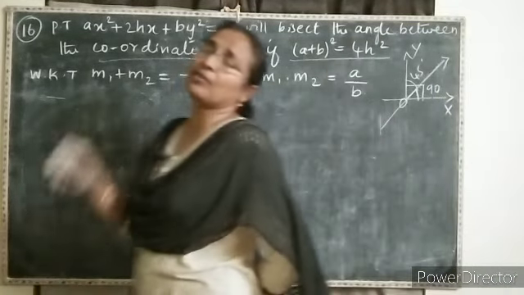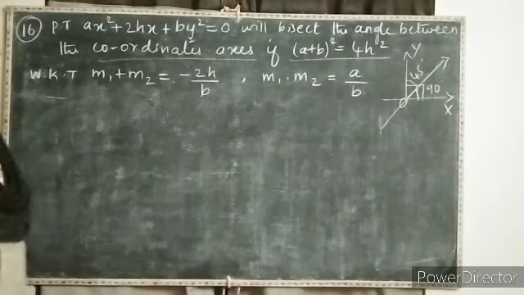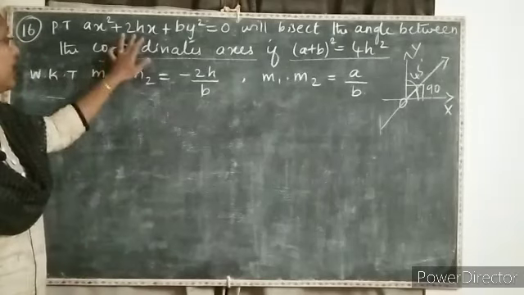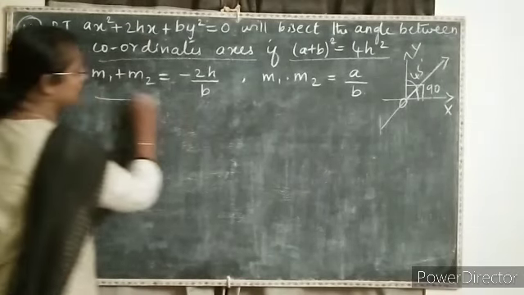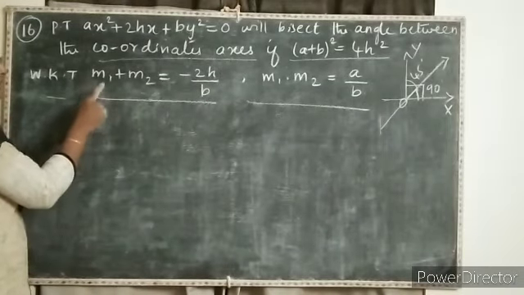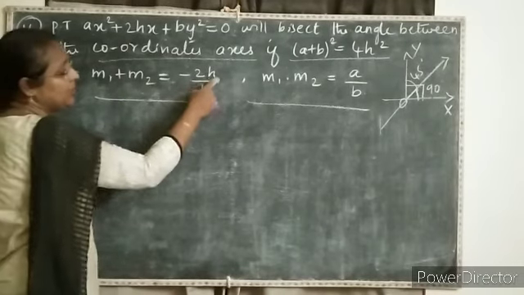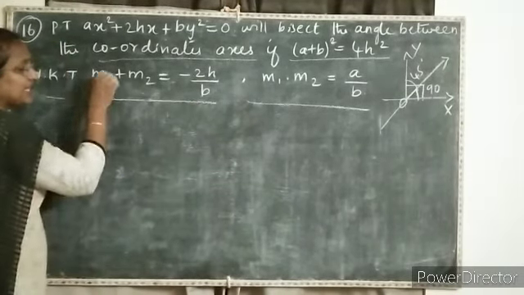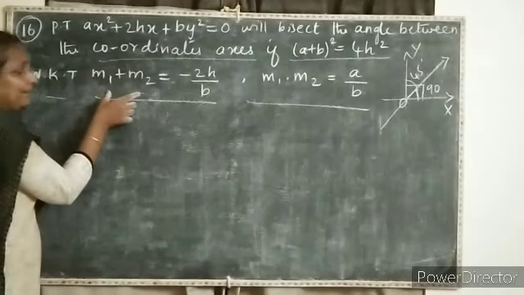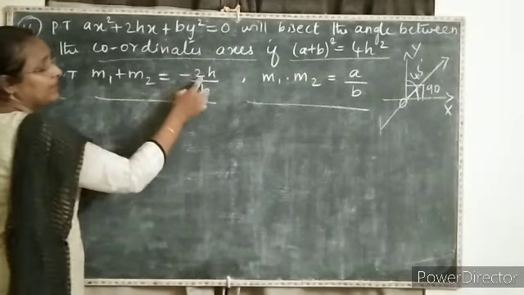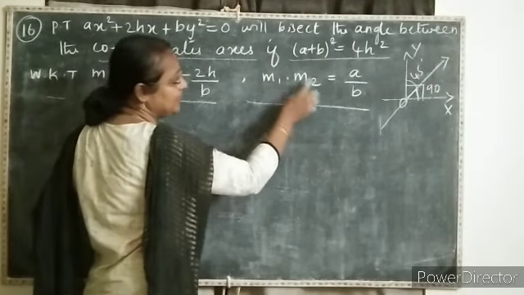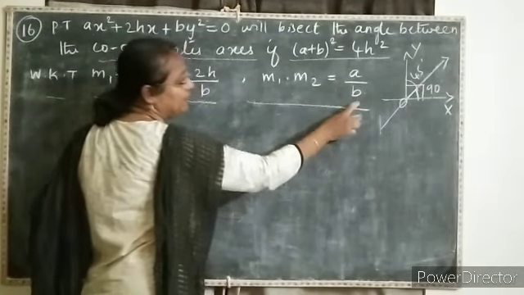Okay, now this is one more form of the general equation of a pair of straight lines. We know ax squared plus 2hxy plus by squared equals 0. Now, we also know this very important condition: the sum of the slopes is equal to minus 2h divided by b. So m1 stands for the slope of the first line, m2 stands for the slope of the second line. The sum of the slopes is given by minus 2h divided by b. Now the product of the slopes, m1 into m2, is equal to a divided by b.